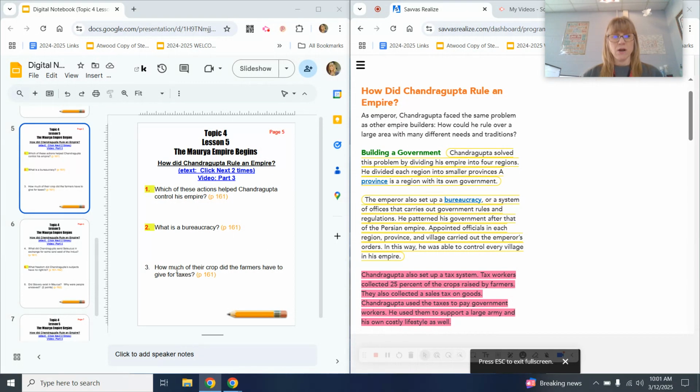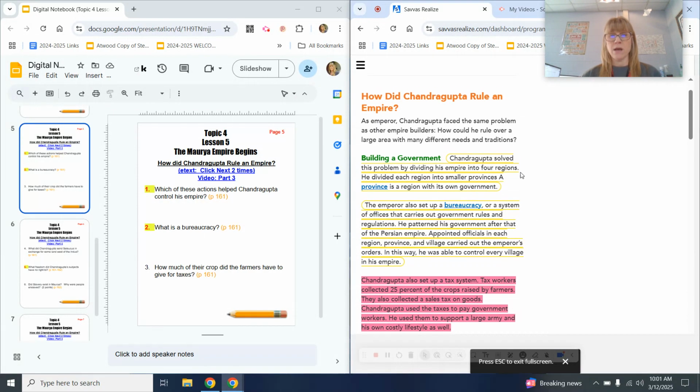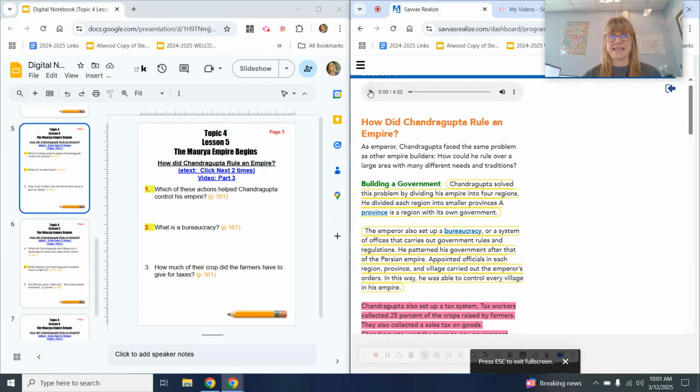And then, how much of their crop did the farmers have to give for taxes? You'll find that in this pink highlighted paragraph. It is a percentage we are looking for. Let's go ahead and listen.